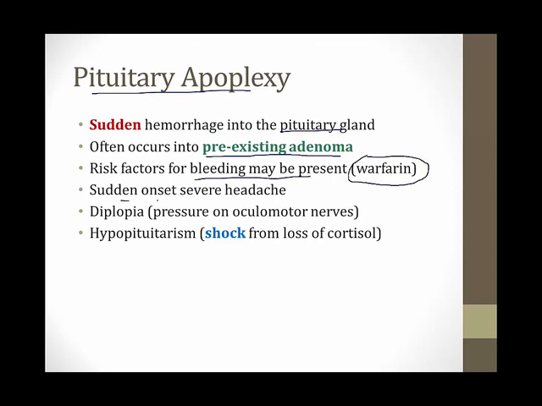It will present with the sudden onset of a headache and diplopia from compression of the oculomotor nerves, and then there will be signs and symptoms of hypopituitarism. What usually dominates the clinical picture is shock from loss of cortisol.